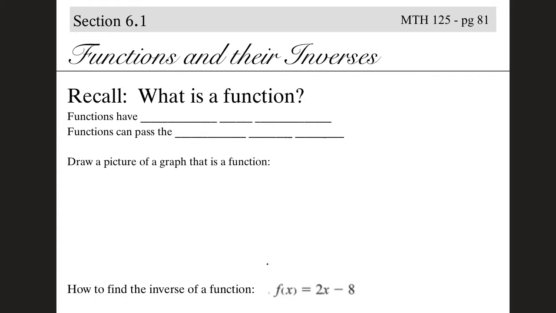Chapter 6 is going to begin by reviewing functions. This is something that we went over a few chapters ago. So just a couple reminders. The first one is that functions have unique x values, and functions can pass the vertical line test.